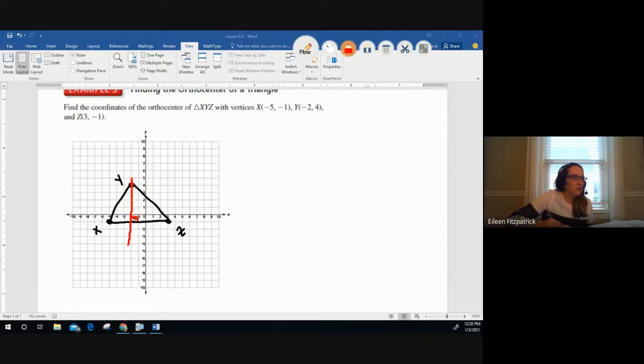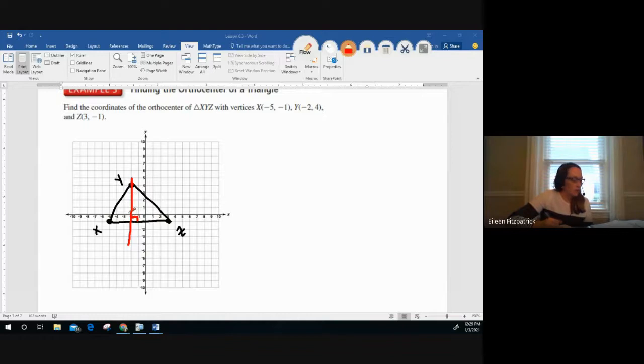Also, let's talk real fast. Is this an acute, a right, or an obtuse triangle? It appears to be an acute triangle, although I'm not 100% sure what the angle measurements are. I can see that this one's definitely less than 90. This one could maybe be a 90-degree angle, and we'd have to calculate the slope of the lines to see if they were opposite reciprocals. But it appears that it's probably acute, which means that your orthocenter should be somewhere inside the triangle.